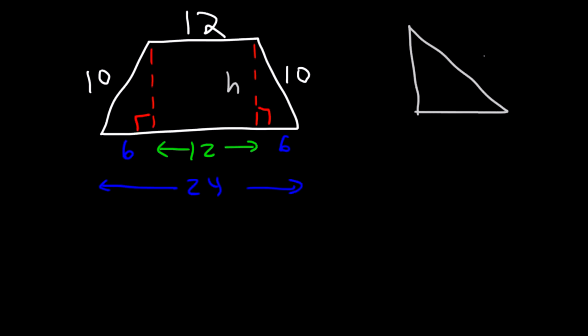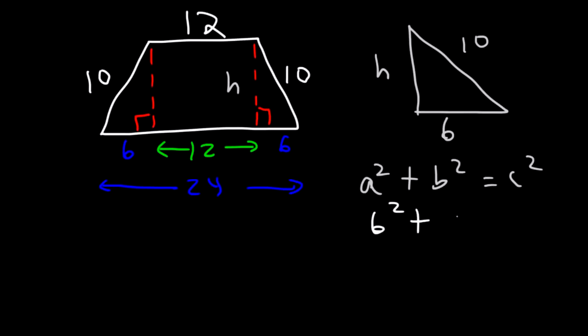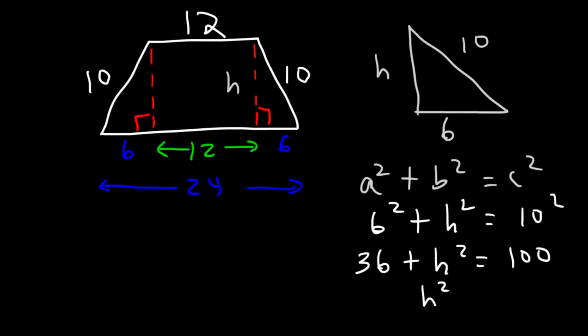So this is 10, this is 6, we've got to find the missing side. So using the same equation, a squared plus b squared is equal to c squared. Let's say a is 6, b is the height that we're looking for, and c is 10. 6 squared is 36, 10 squared is 100, and 100 minus 36 is 64, and the square root of 64 is 8. So the height is 8.